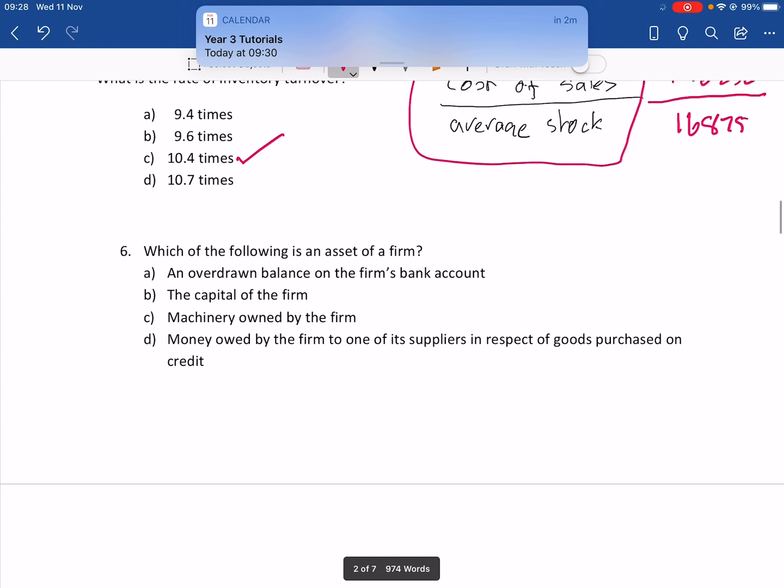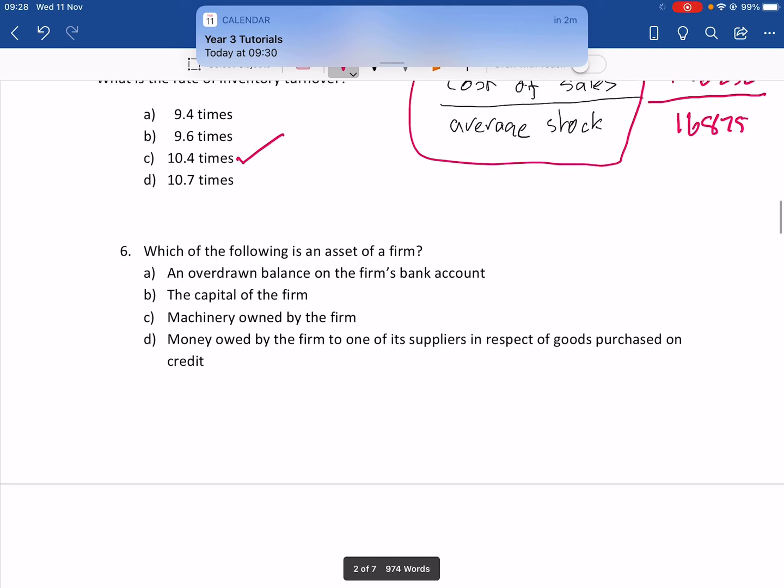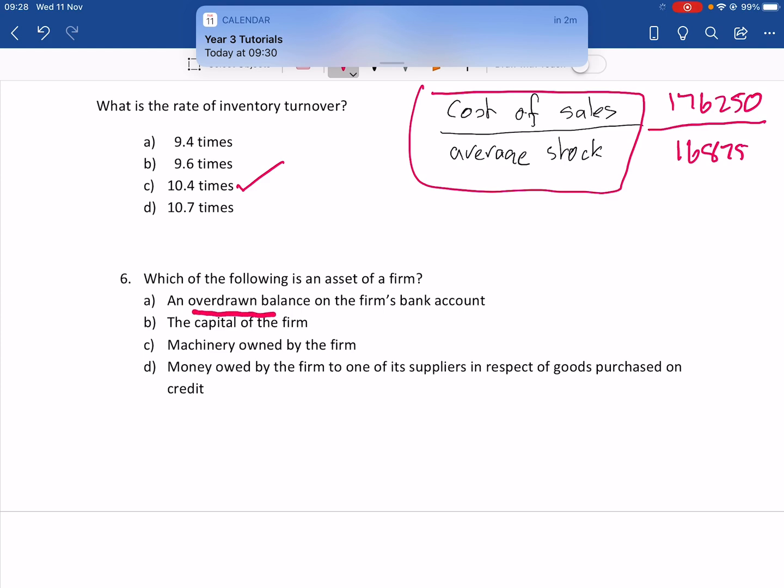So question 6: which of the following is an asset of the firm? Remember, assets are something that we own. Liabilities are something that we owe. An overdrawn balance in the firm's accounts is not an asset, because it's an overdraft, so that would be a liability. Capital of the firm is what the owners put in, so that's a liability too, not an asset.